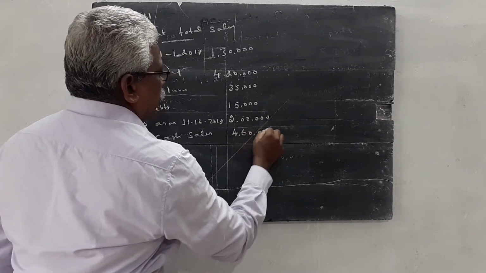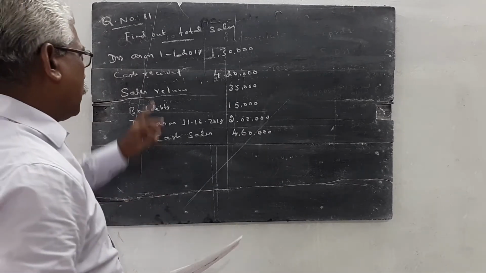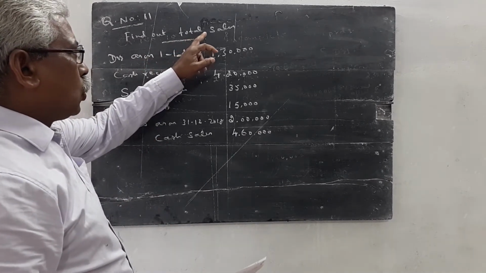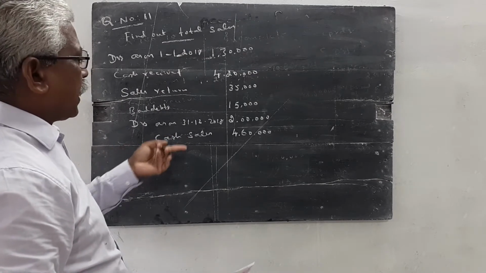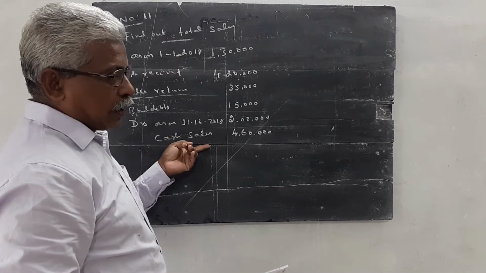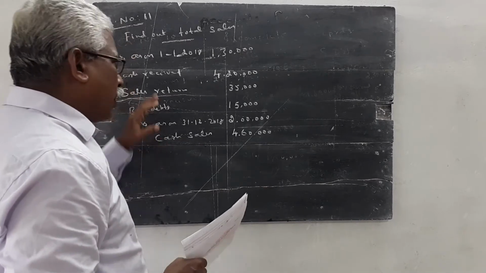4,60,000. In this question, we calculate total sales. Total sales is equal to cash sales plus credit sales. Cash sales is given in the question. Credit sales is not given. We have to find it out.